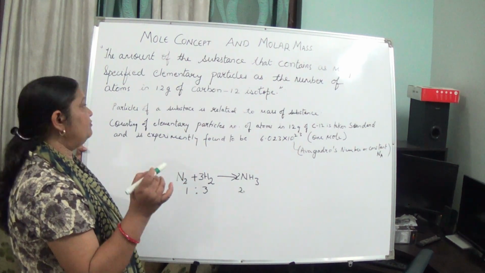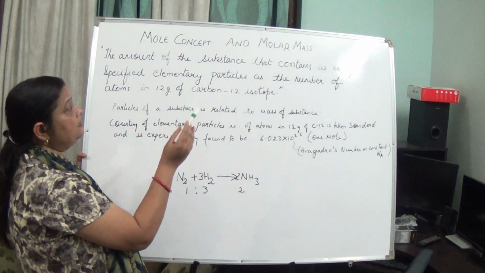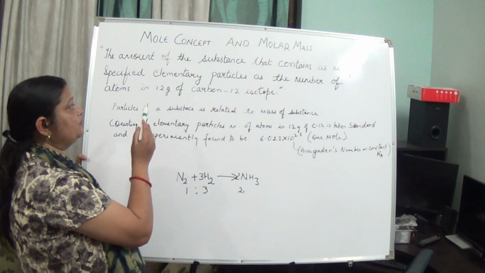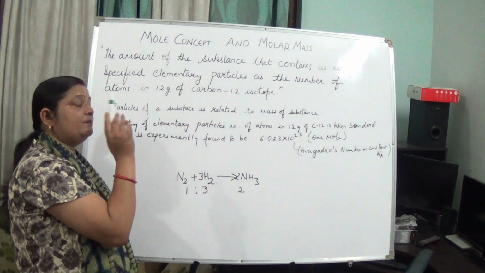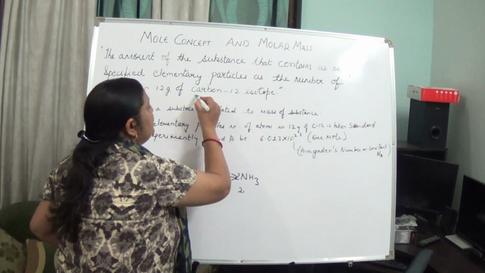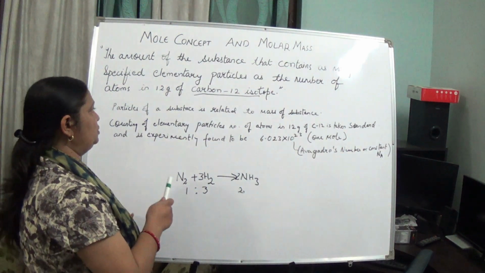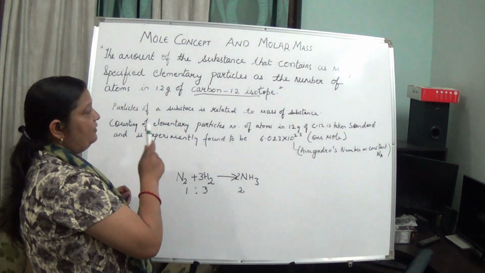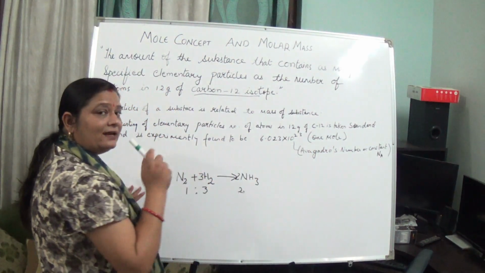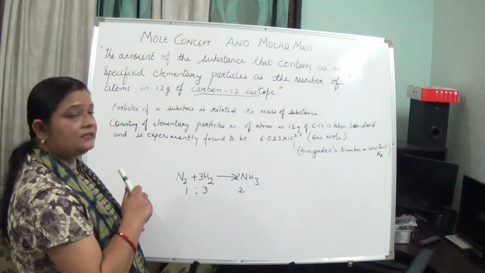If we want to define the mole concept, we say it is the amount of substance that contains as many specified elementary particles as the number of atoms in 12 grams of carbon 12 isotope. Again this word is coming, carbon 12 isotope, because the comparison is done with this. The number of atoms in 12 grams of carbon 12 is taken as standard, because we take this as the relative term for our study, isn't it?